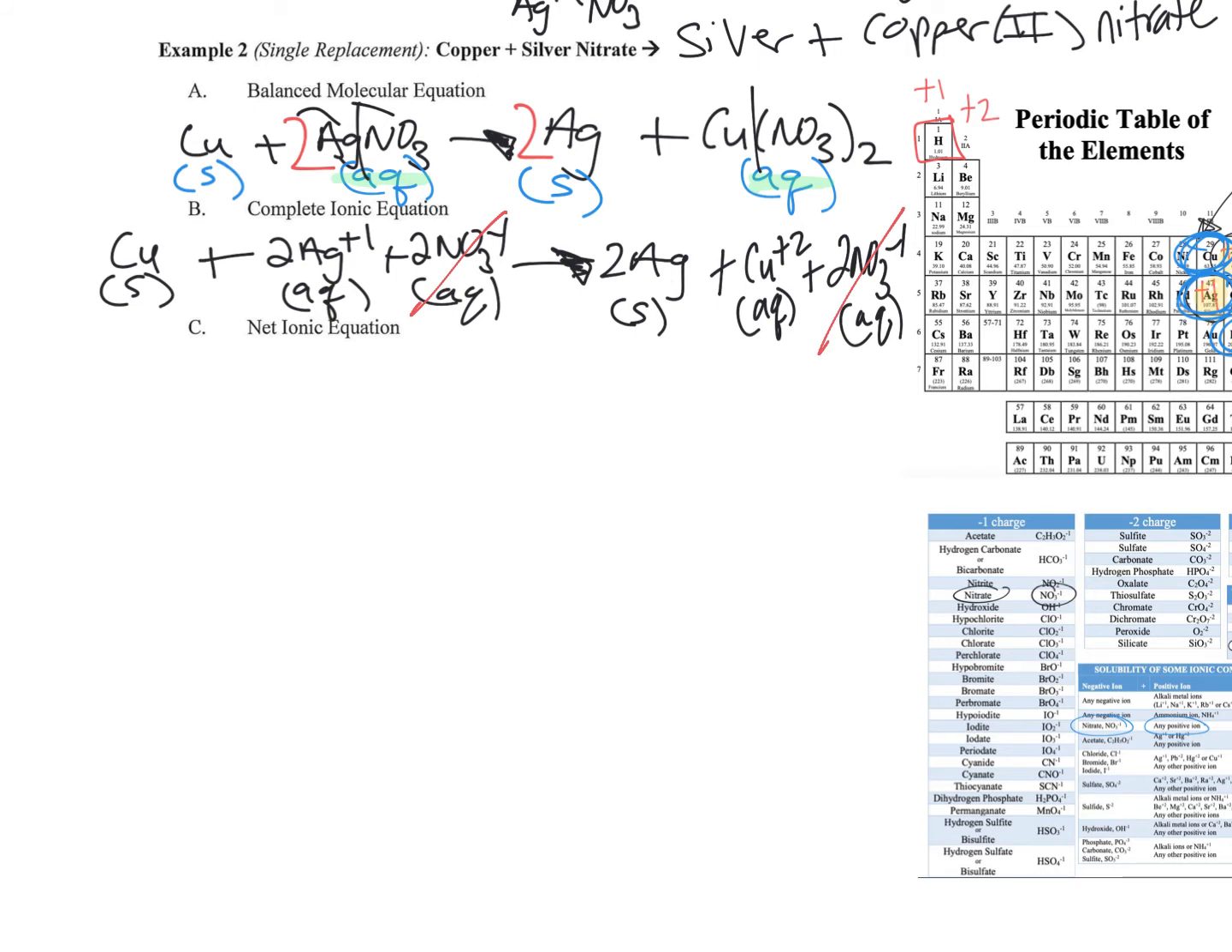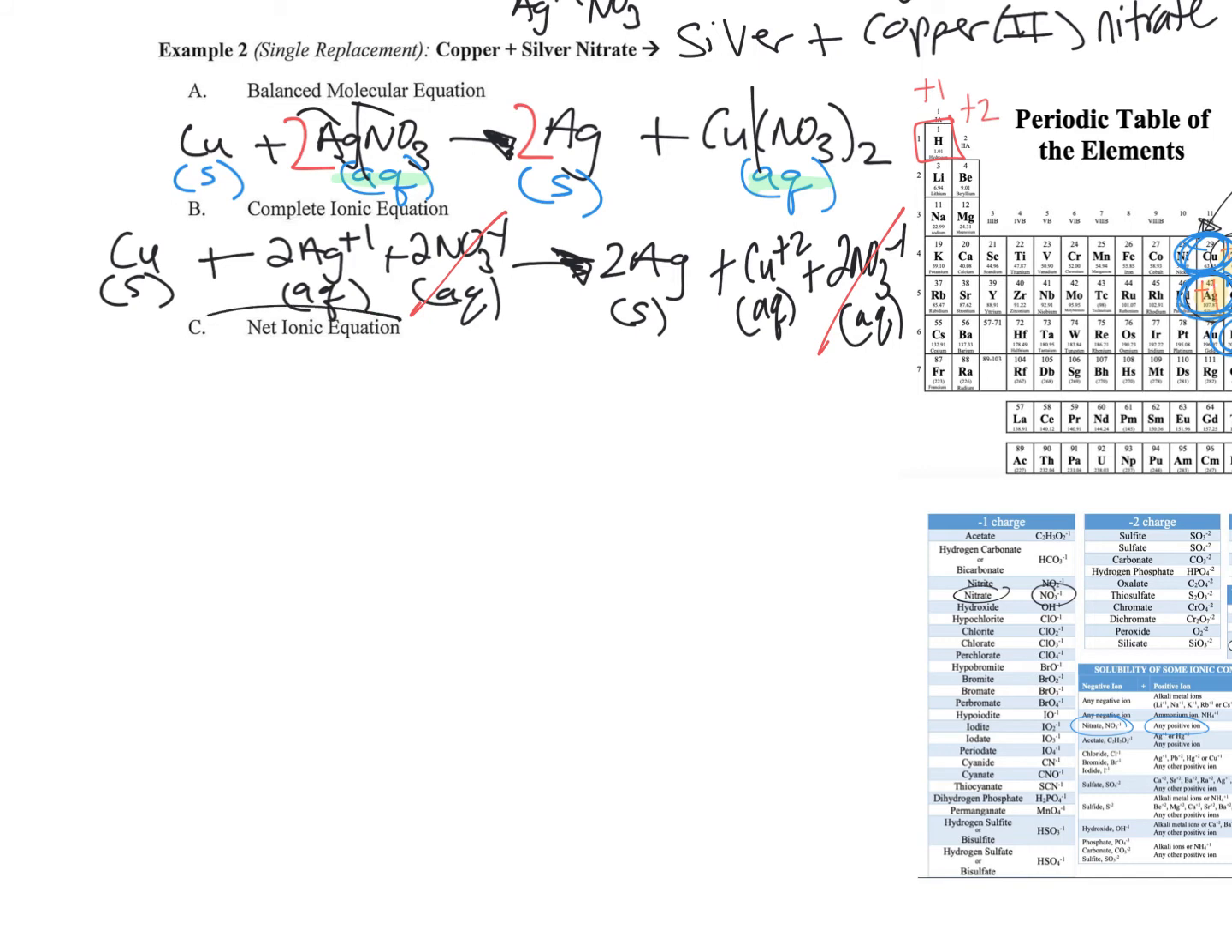So copper did change because it started off as a solid and now it's a dissolved solution. Silver started off in a dissolved solution and is now a solid. So that's why those cannot cancel out. And so that's common of a single replacement reaction. There's usually not as many things to cross out.